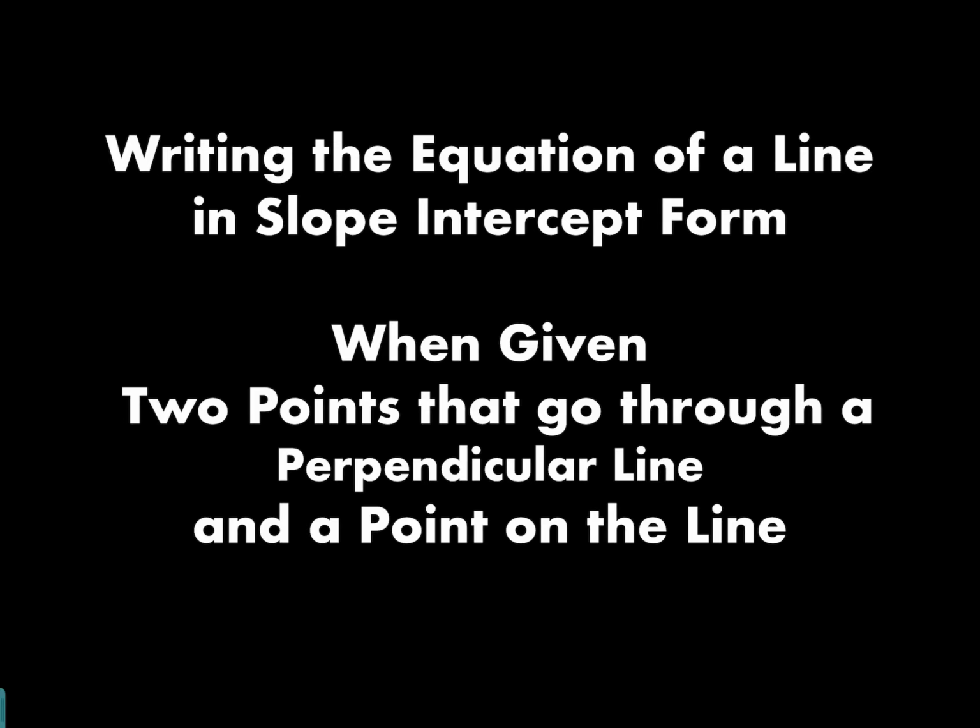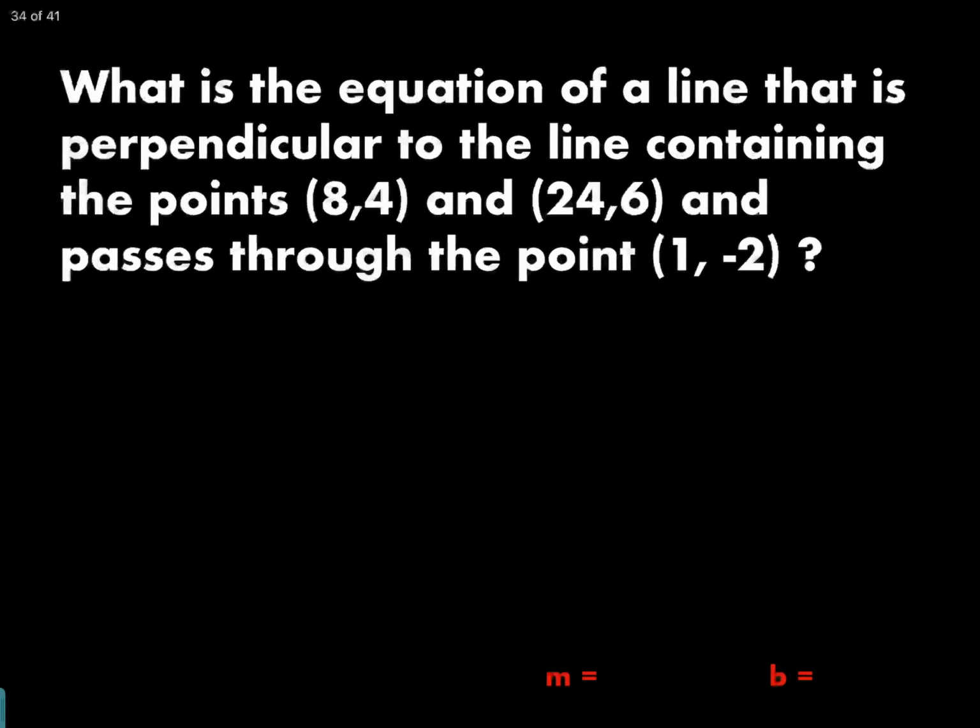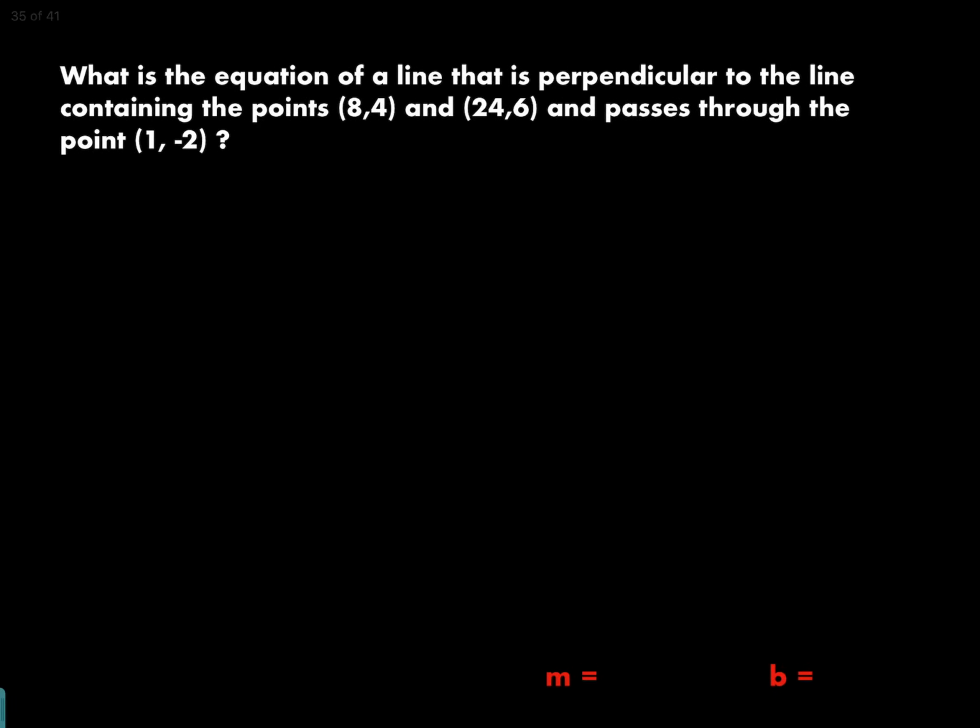Writing the equation of a line in slope-intercept form when given 2 points that go through a perpendicular line and a point on the line. What is the equation of a line that is perpendicular to the line containing the points (8, 4) and (24, 6) and passes through the point (1, -2)?